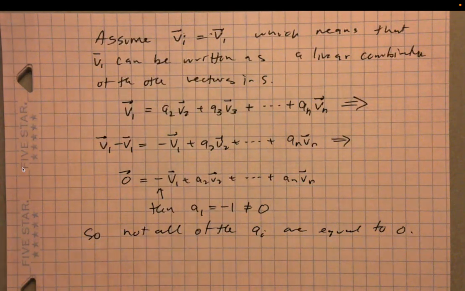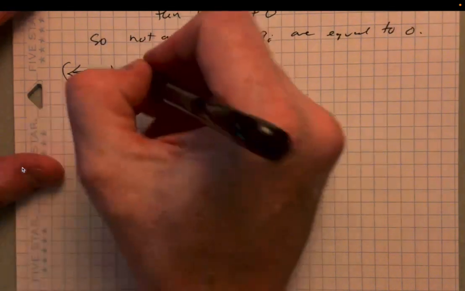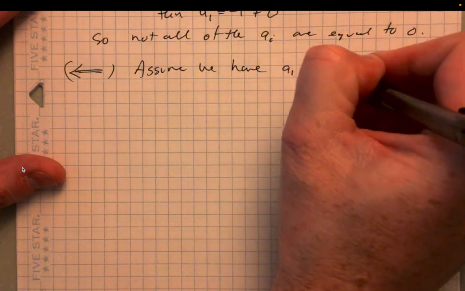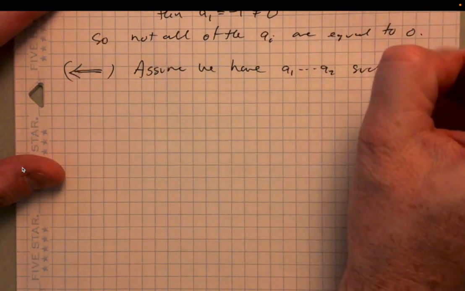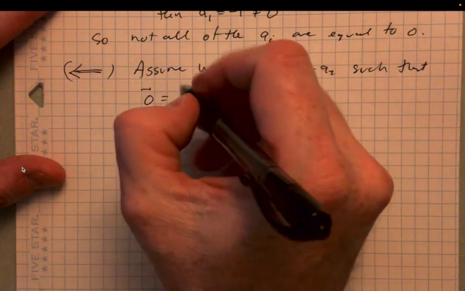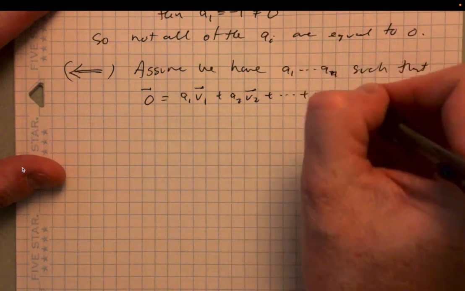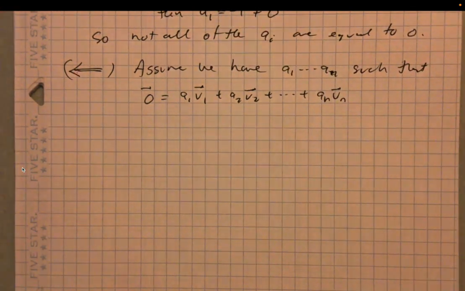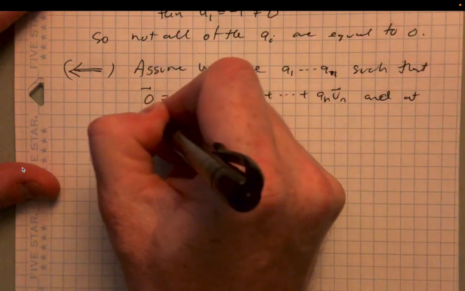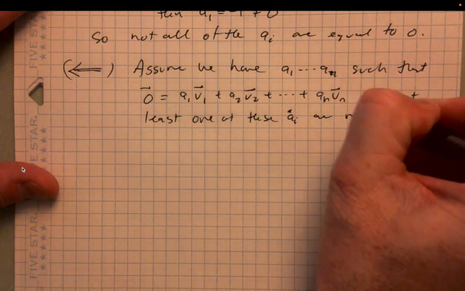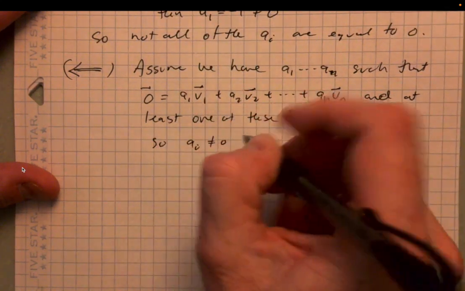What about the other direction? For the other direction, let's assume we have a1 dot dot dot an such that 0 equals a1 v1 plus a2 v2 plus dot dot dot plus an vn, and at least one of these ai's is non-zero. So ai is not equal to 0 for some i.